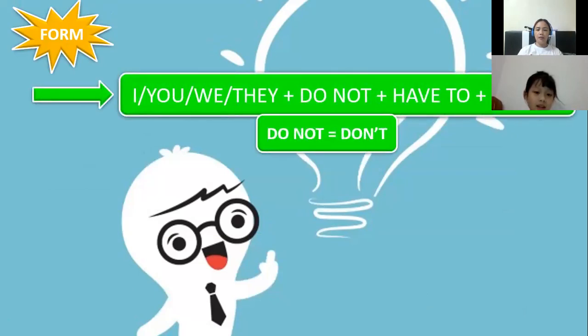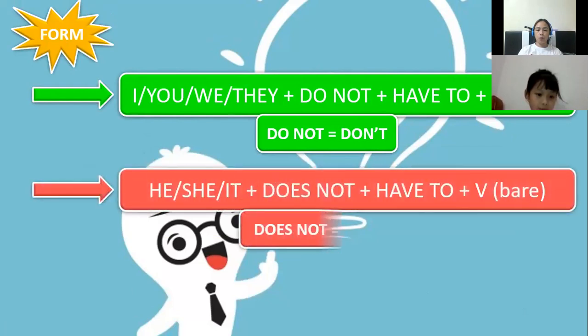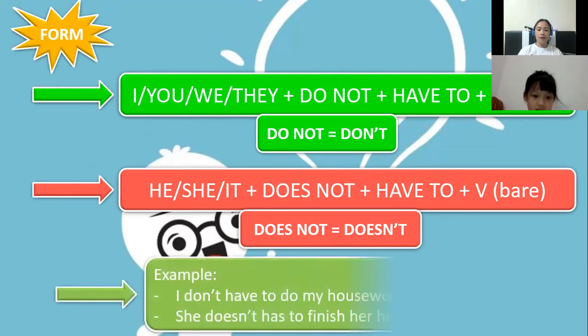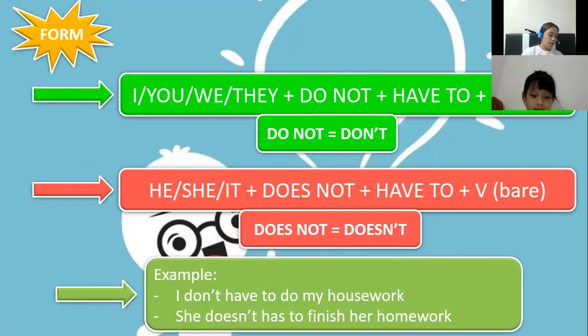Next, negative. We, they do not have to verb. Do not, don't. He, she, it does not have to work. Does not, that's doesn't. Okay. Example: I don't have to do my housework. She doesn't have to finish her homework.